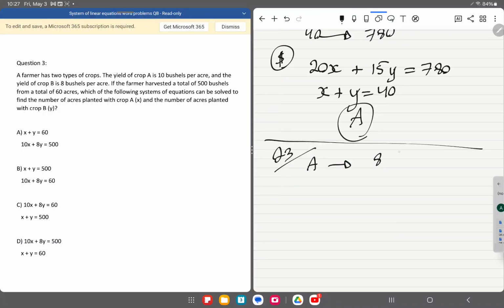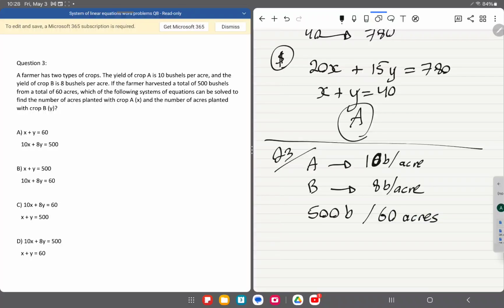A, 8 per acre, and B, 10 per acre. Now, if the farmer harvested 500 bushels, so this is B per acre. Wait, this one is a 10. Okay, 10 bushels per acre, 8 bushels per acre. Now, 500 bushels per 60 acres.